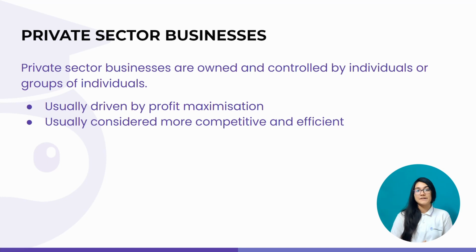Moving on to private sector businesses. Private sector businesses are owned and controlled by individuals or groups of individuals. Some features of private sector businesses are that they're usually driven by profit maximization. Hence, they try to be as efficient as possible so that they can keep their prices low and also compete effectively in the market. And again, they're usually considered more competitive and efficient than public sector businesses because there is a lot of competition in the private sector. Hence, in order to stay ahead of the game, they try to be as efficient as possible.